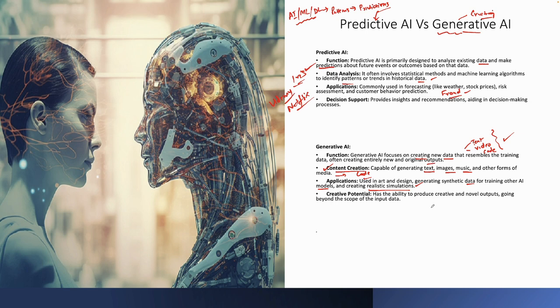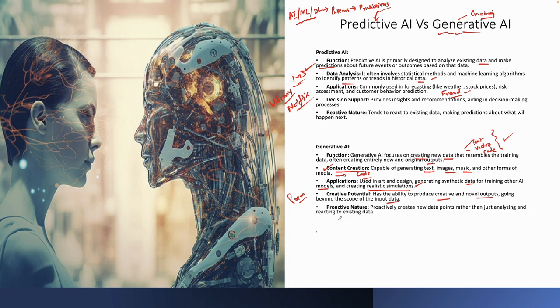With generative AI, it has the ability to produce creative and novel outputs which go beyond the scope of the input data. As I said, if I want to write a poem, an essay, or a letter, you're just giving a few words of input, but the way it creates new content is really amazing, right?